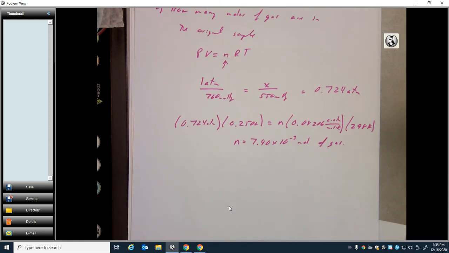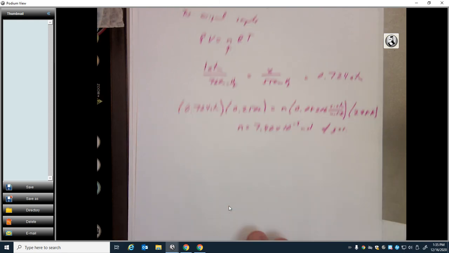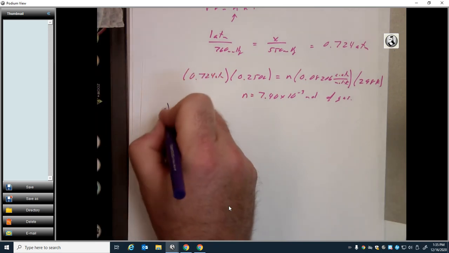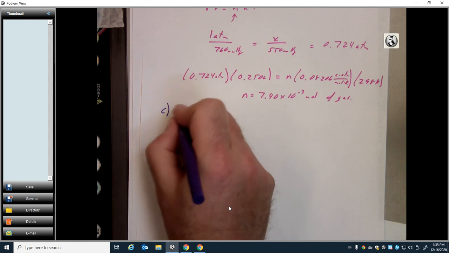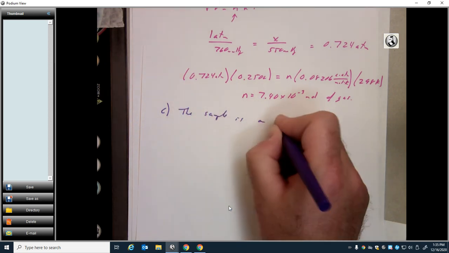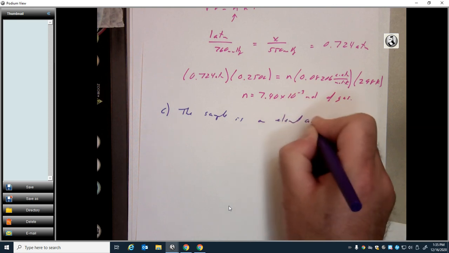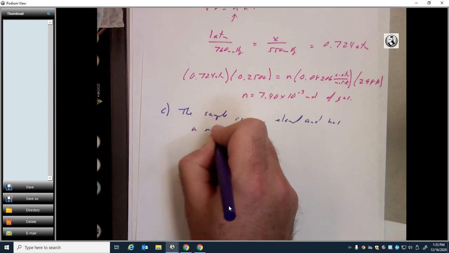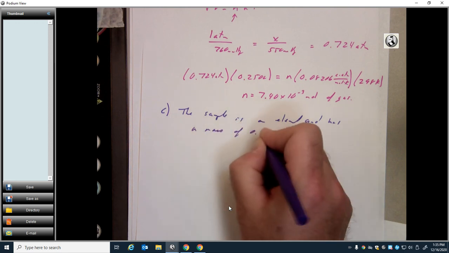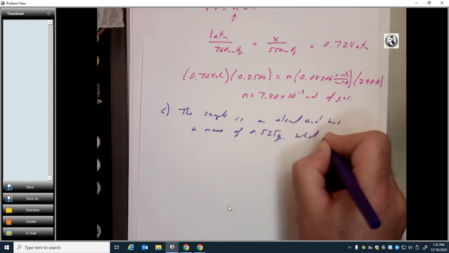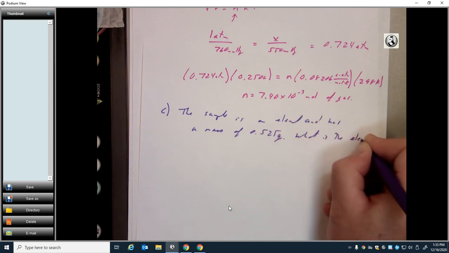Now, just for fun, let's do a C part. The sample is an element and has a mass of 0.525 grams. What is the element?